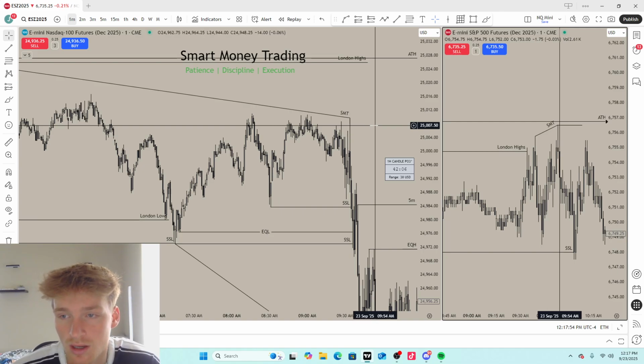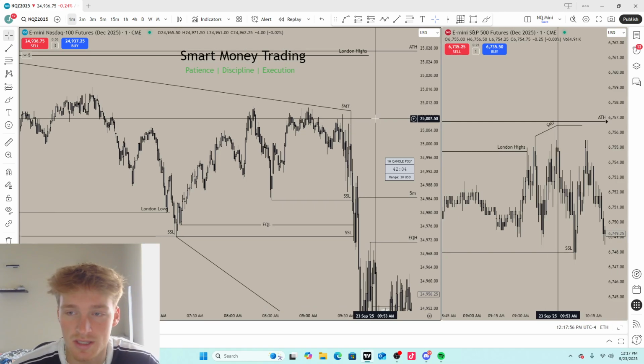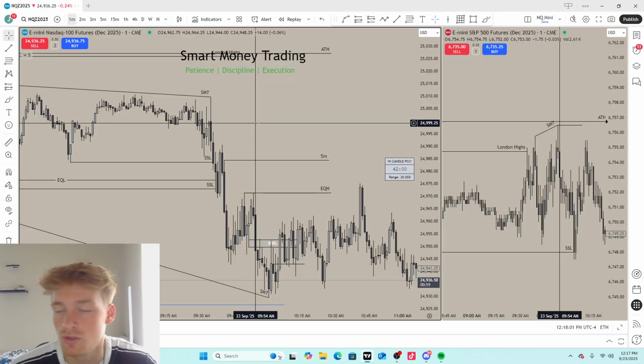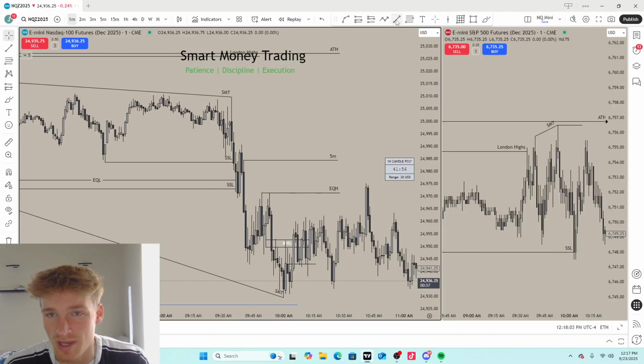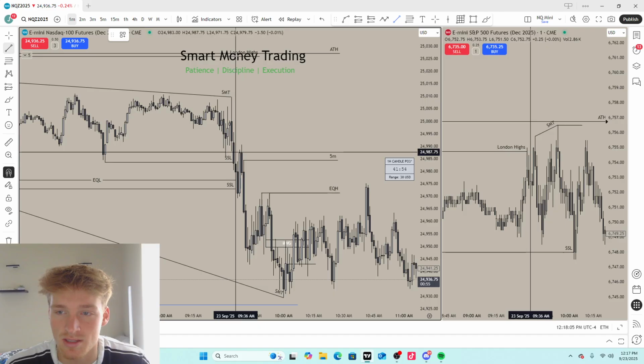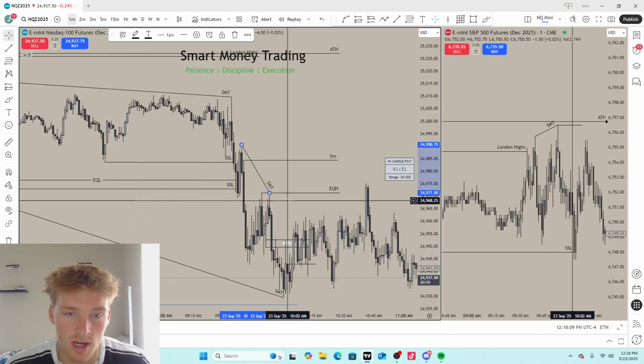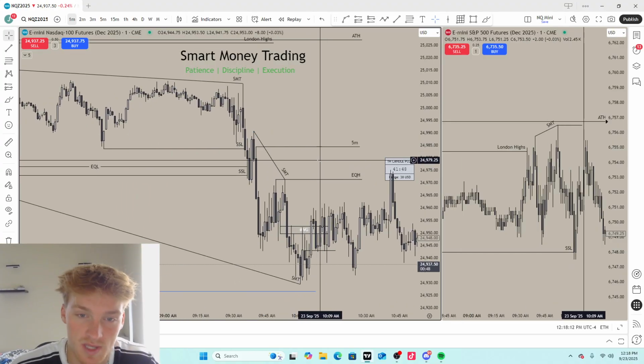From here, we do see a discorrelation between the assets. Now, this is very important. This shows you that price action wasn't really the best. If we take a look, ES ends up sweeping out this high and NQ does not. And we put in equal highs at this point, and we put in this SMT.